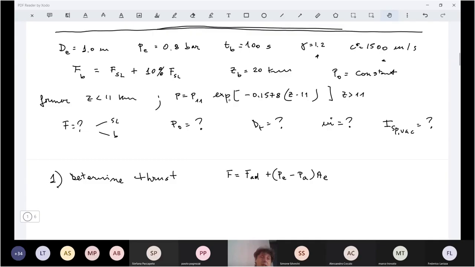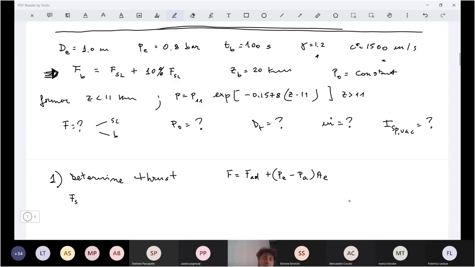So, for instance, if you consider the thrust at sea level, because we know this relation, we would like to exploit this relation. Of course, we know the thrust once you know this unknown, which is the adapted thrust, because for the other cases, we always know PE. AE through DE is one of the data, so we have just this unknown. This is one equation that is a function of our unknown. So we have one unknown, and we can solve it. Because at sea level and at burnout, we know the atmospheric pressure. So we have all the data we need.